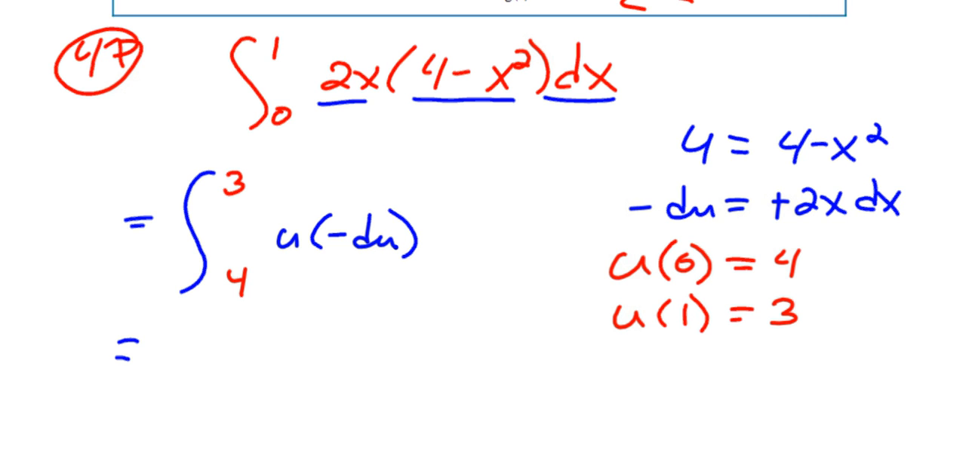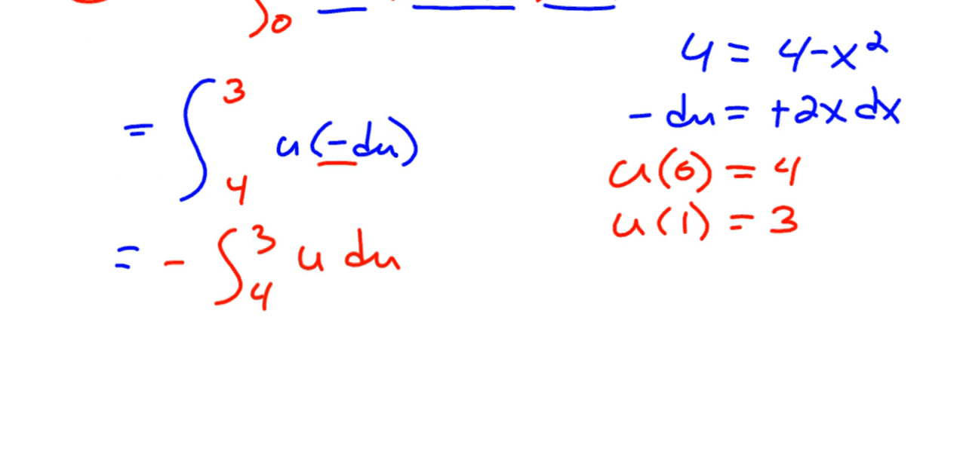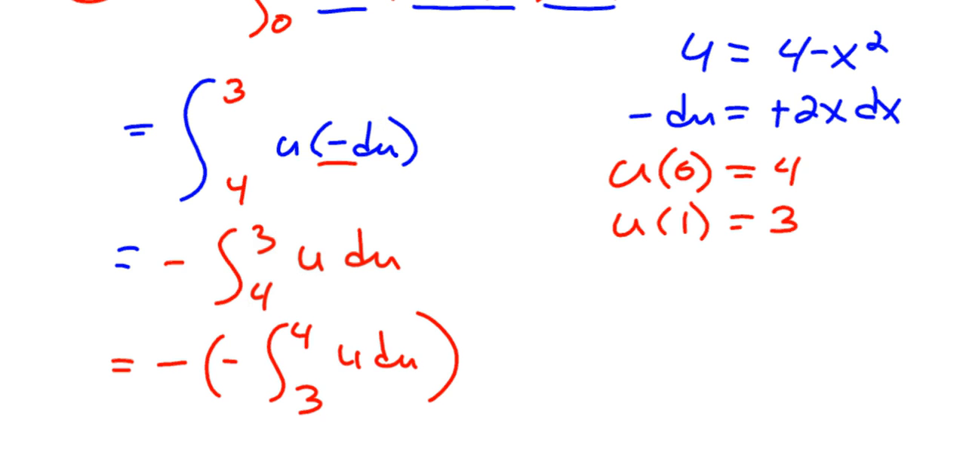If I bring out this negative, I get this equation. Easy to integrate. The only issue is my bounds are not in the proper form. I'm going to have to switch my bounds, which means I have to take a negative of this negative integral, and then I can switch my bounds. So it really is saying it's now a positive integral from 3 to 4 of u du.